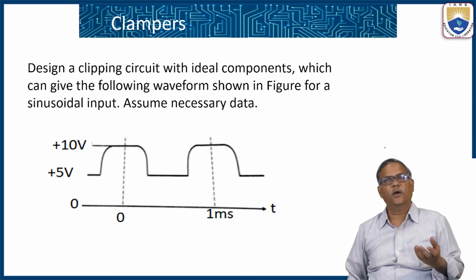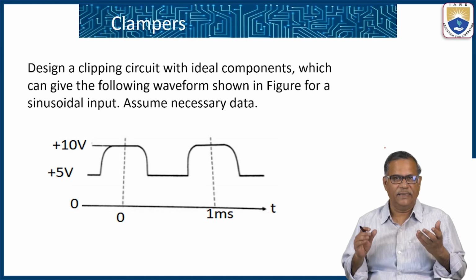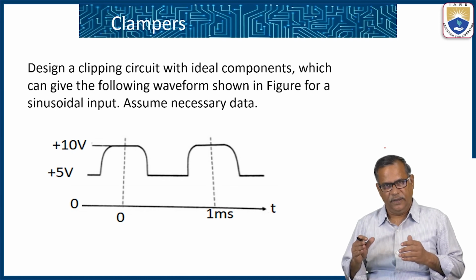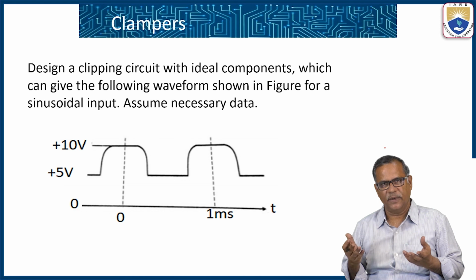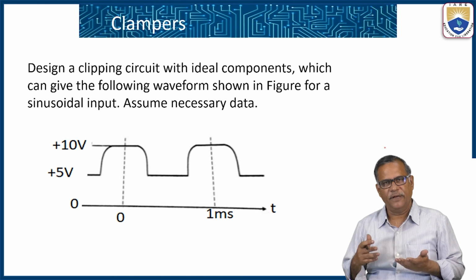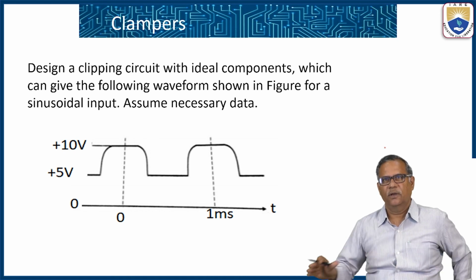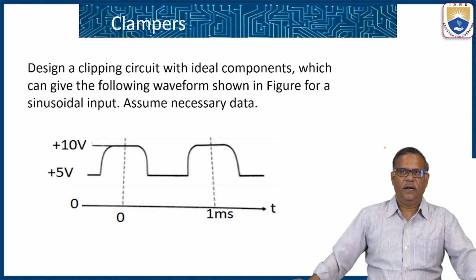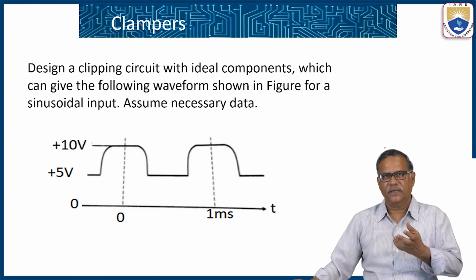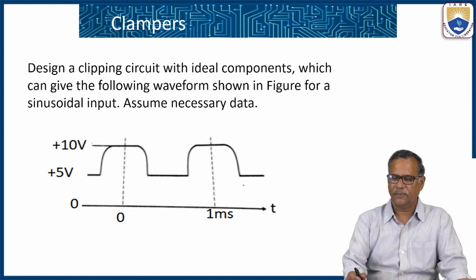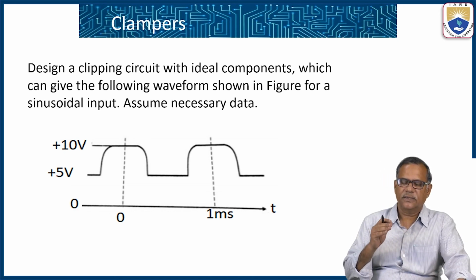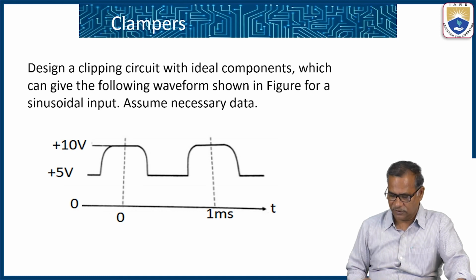What is the ideal component? An ideal diode acts as a short circuit when it is in forward bias with zero cut-in voltage, and acts as an open circuit with zero current when a reverse bias is applied to it. So we have assumed that the diodes, resistors and all the components are ideal. With that assumption, we have to design a circuit which gives this type of waveform for a sinusoidal input signal. This signal is clipped at plus 5 volts and plus 10 volts.